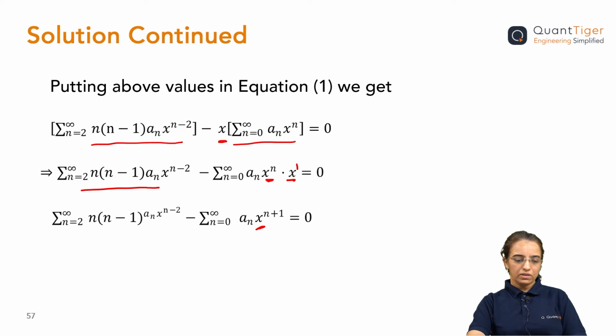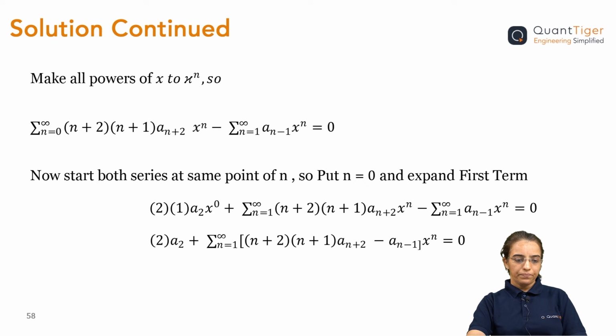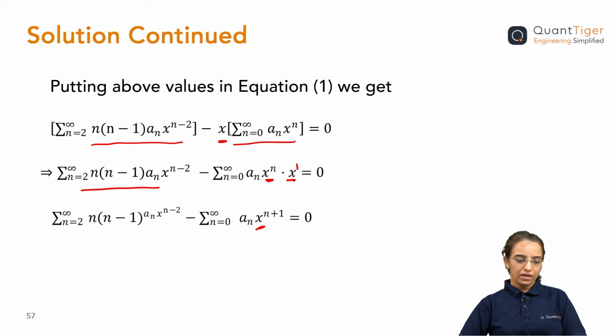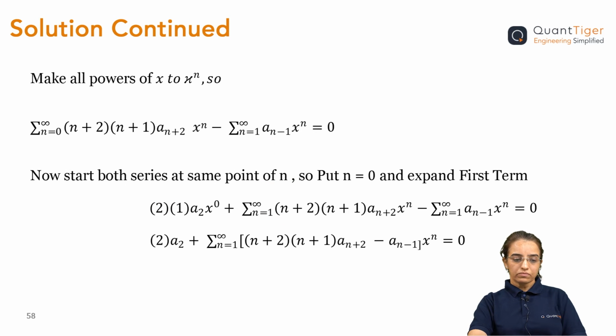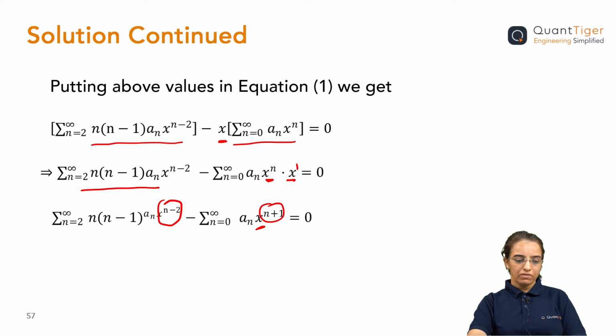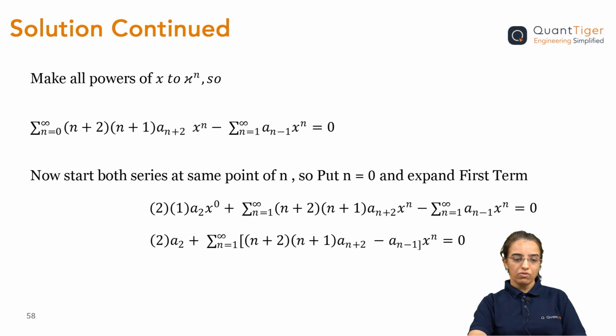Now here is an important thing we have to remember. Here we got two different powers of x, like x to the power n-2 and x to the power n+2. So what we have to do is convert all the powers to x to the power n, so that we can simplify it ahead. That's the important thing we have to do. So the power here is n-2, and I have to bring it to x to the power n, meaning I have to increase it by 2. So now what I will do is increase the n power.